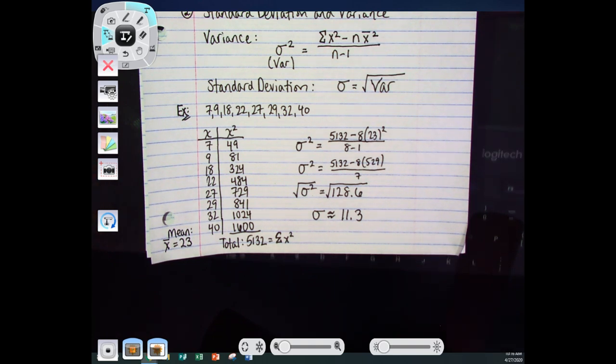Now with that said, when we interpret standard deviation, we look at how many standard deviations from the mean the data set falls. And we're going to get more into that in section 9.3 when we talk about normal distributions.